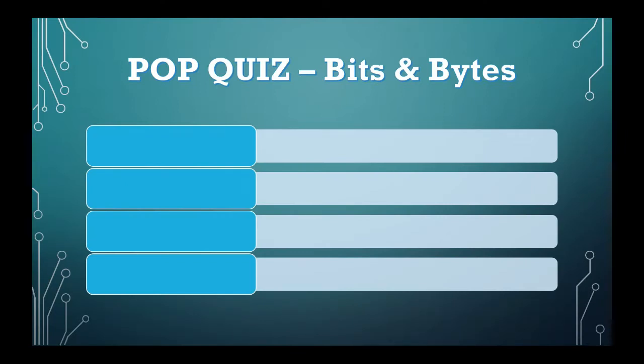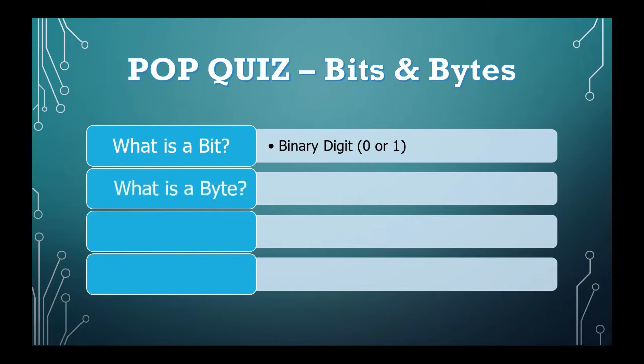Okay, so let's take a look at our pop quiz questions now. Question number 1. What is a bit? Well, if you remember from our last video where we discussed bits and bytes, you'll remember that bit is short for binary digit, which is a digit that can contain one of two possible values being either 0 or 1. Okay, what is a byte? Well, a byte is a collection of 8 bits strung together, with each bit within that byte containing also a possible value of either 0 or 1.